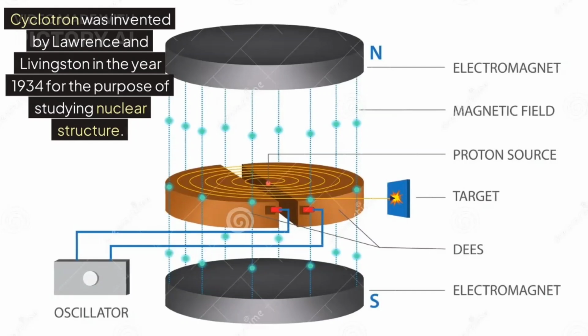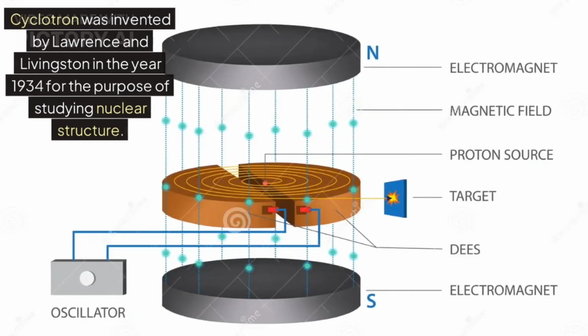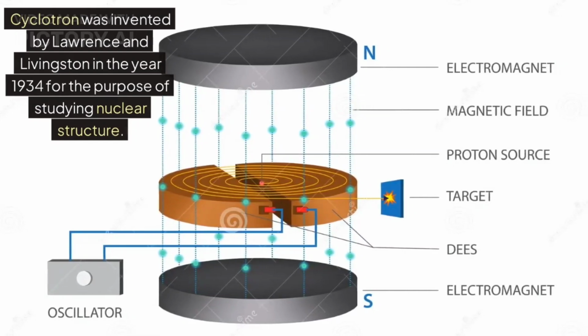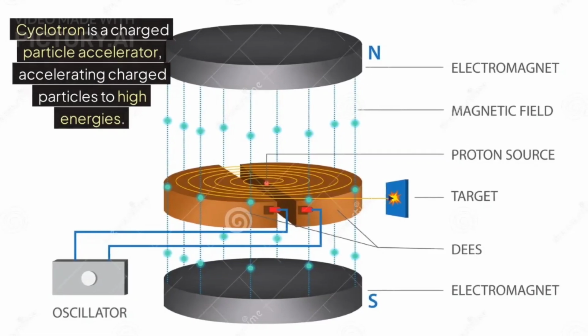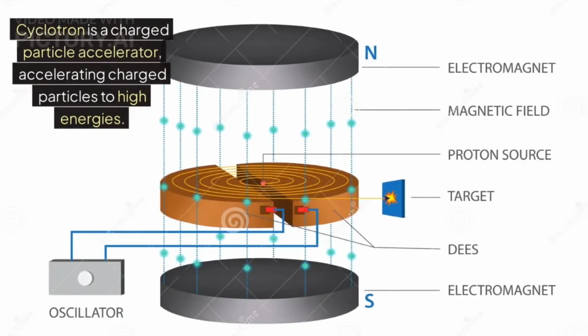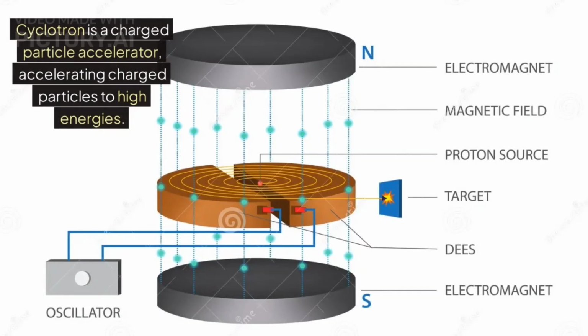The cyclotron was invented by Lawrence and Livingston in the year 1934 for the purpose of studying nuclear structure. A cyclotron is a charged particle accelerator, accelerating charged particles to high energies.